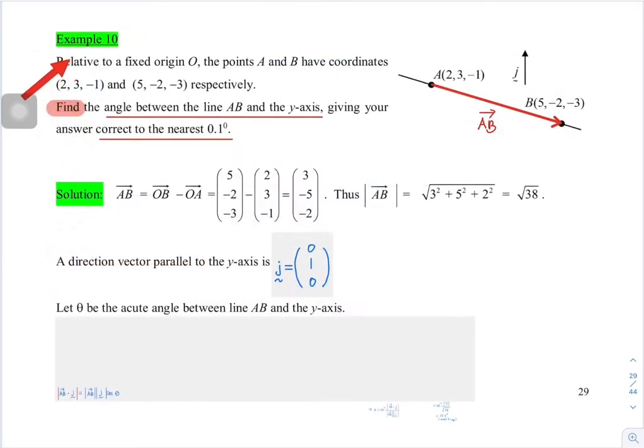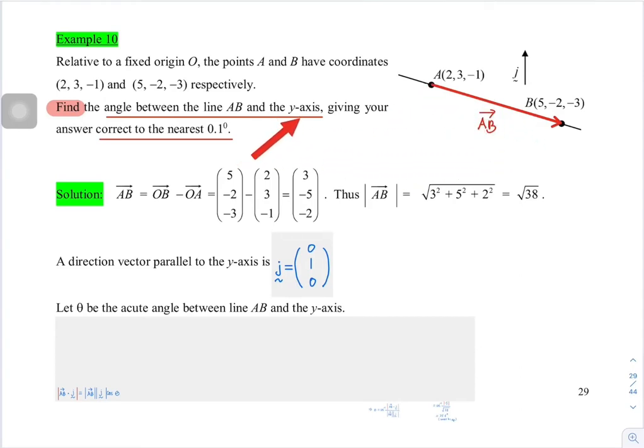In example 10, we are asked to find the angle between the line AB and the y-axis, giving the answer correct to the nearest 0.1 degrees. Now, the line AB is formed by joining the 2 points A and B, having coordinates (2, 3, -1) and (5, -2, -3) respectively. So from this simple diagram, the line contains the 2 points A and B, and the direction vector of the line can be found by finding the vector AB as shown over here.